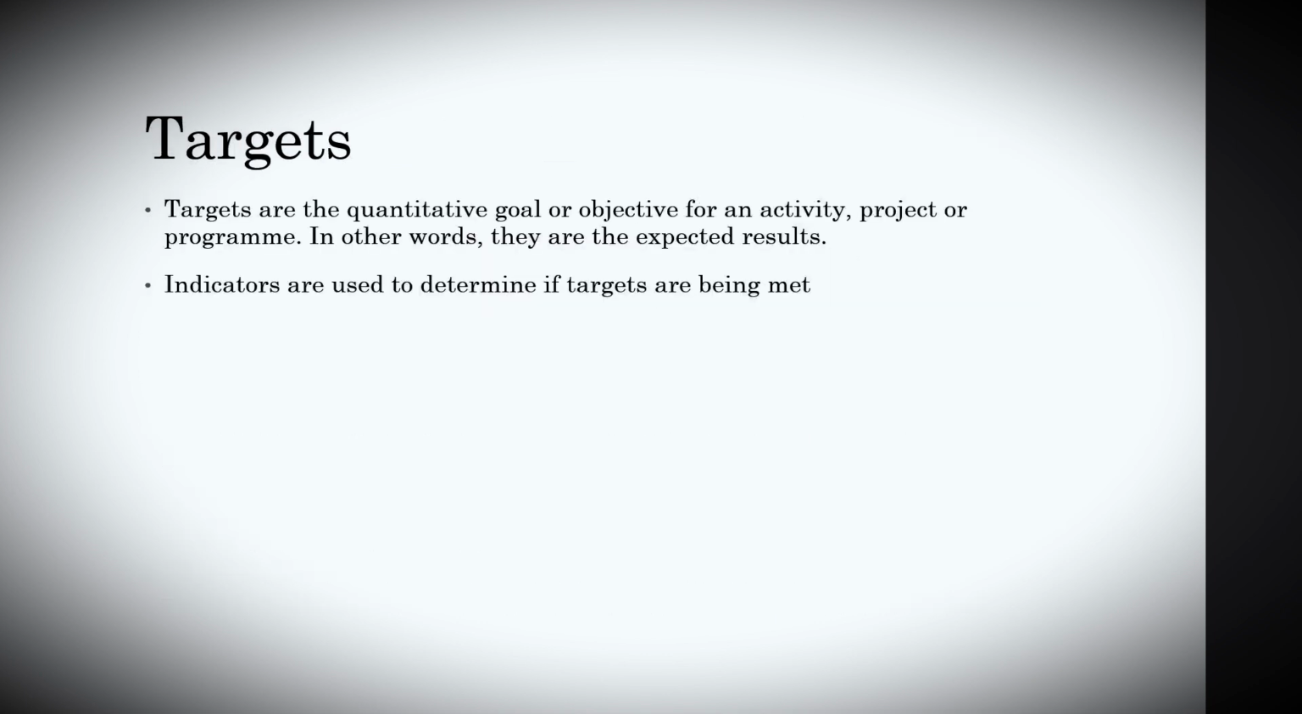After we define our indicators, finally we develop targets that we are going to measure our expected result. Targets basically mean the quantitative goal or objective for an activity, project, or program. In other words, targets are the expected result, what we want to achieve at the end of our project. Indicators are used to determine if targets are being met.